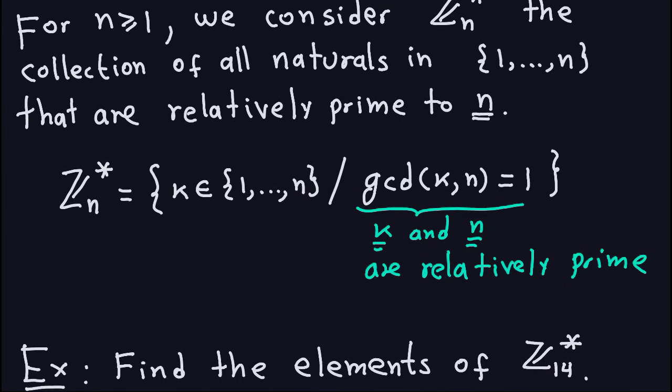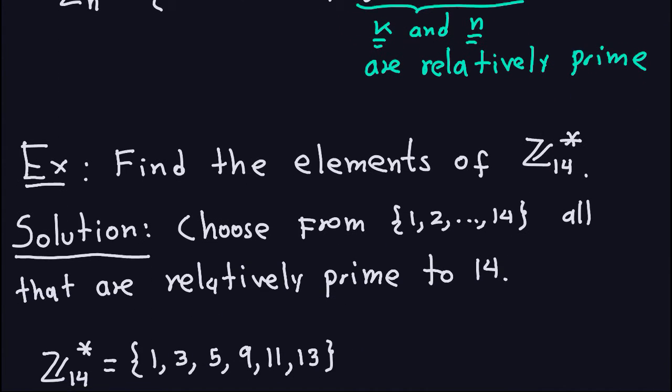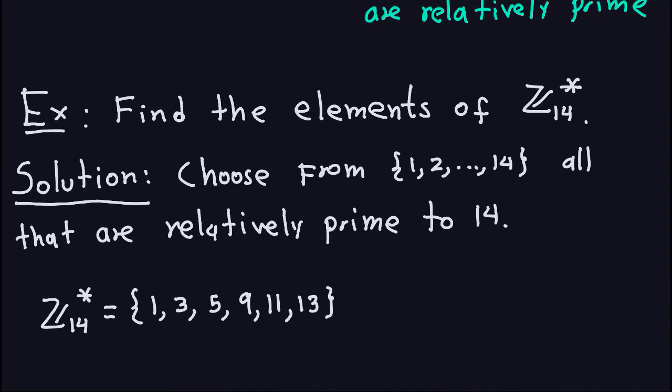Okay, let's see an example of this. Let's say I want to find all the elements of Z14 star, in such a way, of course, that the elements in here satisfy the definition. Okay, so what do we have to do here? We have to choose from 1 to 14, 1, 2, 3, up to 14. It's up to 14 because this is Z14 star. All the ones that are relatively prime to 14.